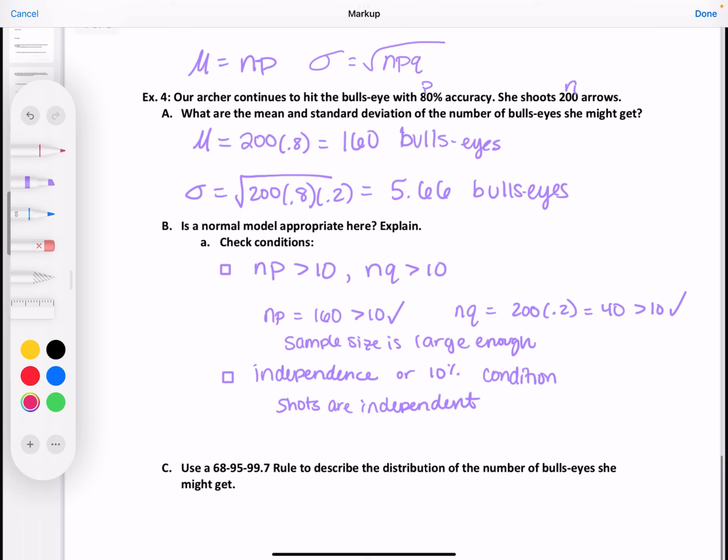Never mind. So from that, we can say that a normal model is appropriate. Yay, I like when things are appropriate. Me too.